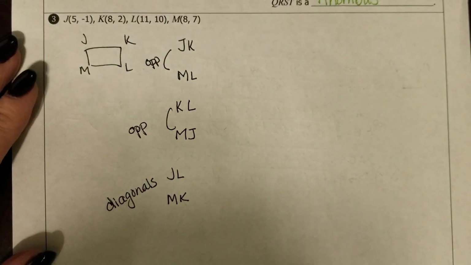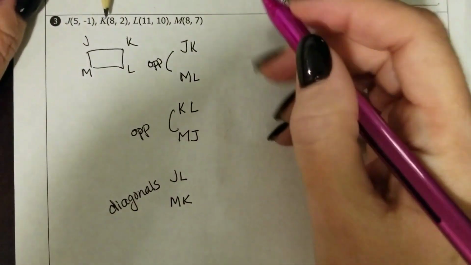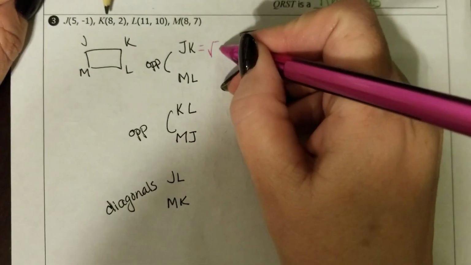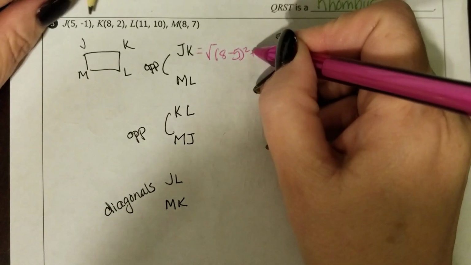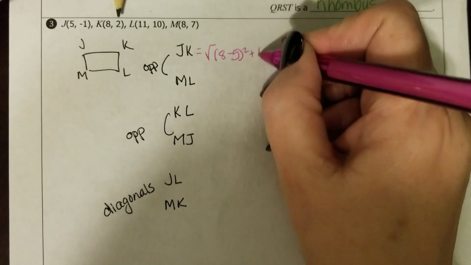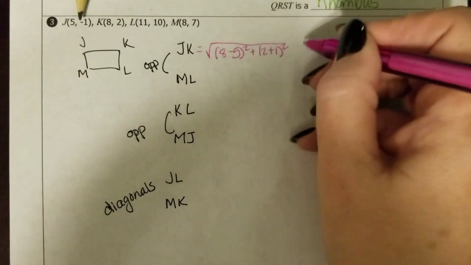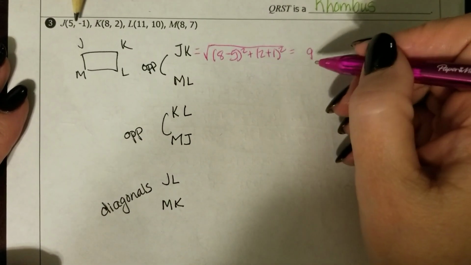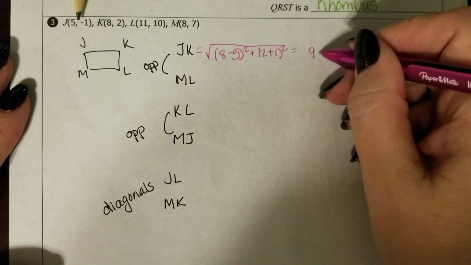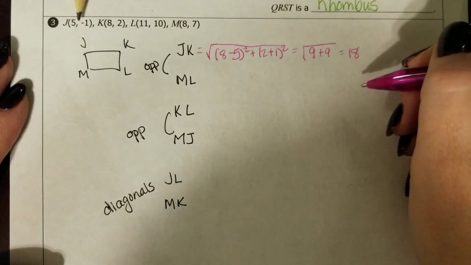So let's take JK. So we're going to take the square root of 8 minus 5 squared plus 2 minus negative 1 squared. 8 minus 5 is 3. 3 squared is 9. 2 plus 1 is 3. 3 squared is 9. So I have 9 plus 9. That gives me the square root of 18.